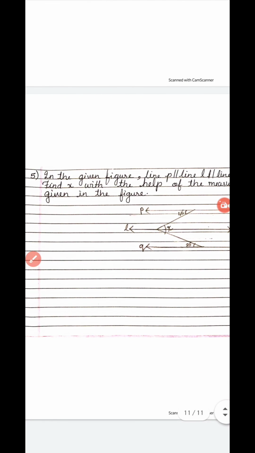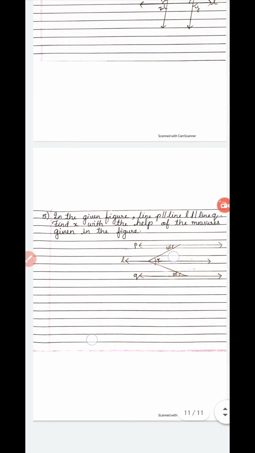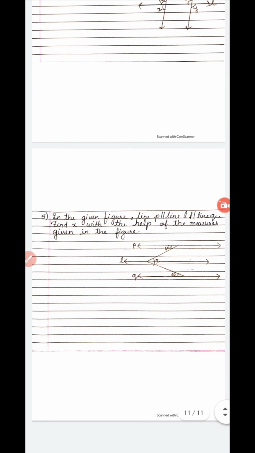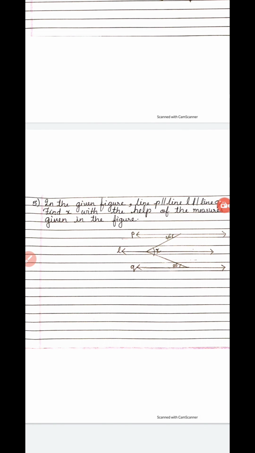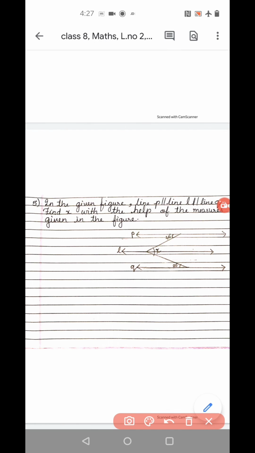Now the last question. In this given figure, line P is parallel to line L, and line L is also parallel to line Q. We have to find X with the help of the measures given in the figure. Line P, line L and line Q, all these three lines are parallel, and this X we have to find out.